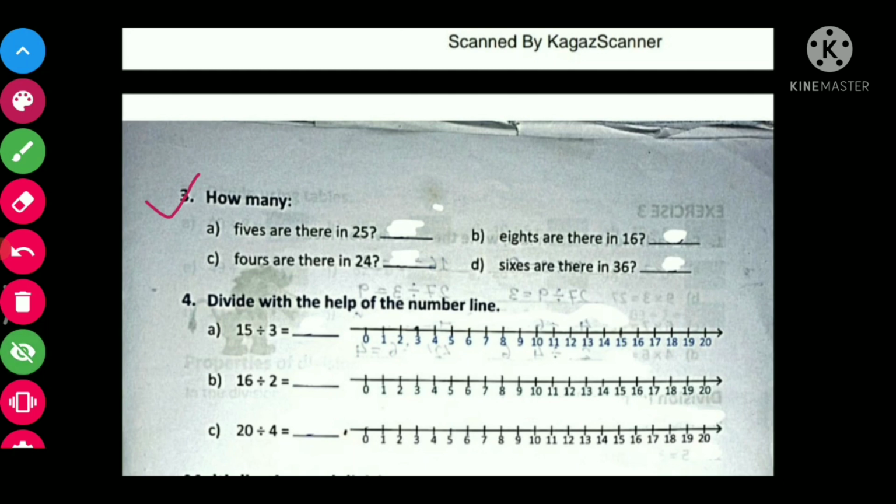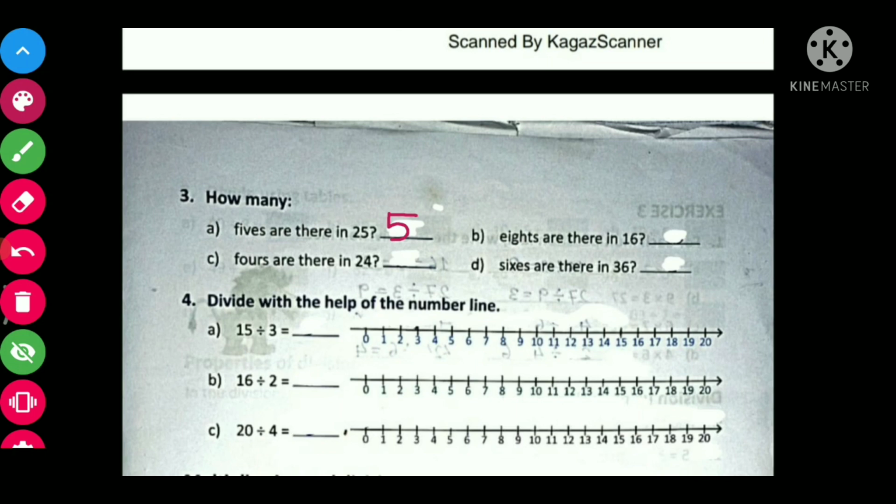Now see third part. So how many 5s are there in 25? So if I divide this 25 by 5, we'll get how many 5s are there. Okay, so we'll use repeated subtraction. So repeatedly we'll subtract 5 from 25 until we get 0. So in how many steps will we get 0? Okay, let me tell you, we'll get this one in a total of 5 steps.